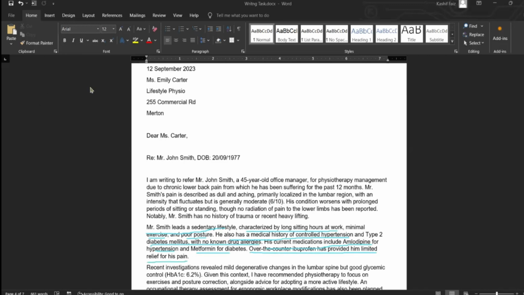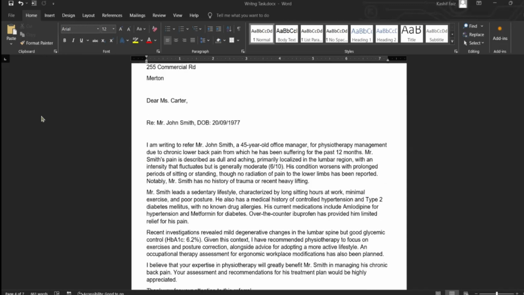Okay, now that I've mentioned his past medical history and his lifestyle, now, we have done some investigations, we have performed X-rays as well. In the third paragraph, I will explain that recent investigations revealed mild degenerative changes in the lumbar spine, but good glycemic control. Given this context, I have recommended physiotherapy to focus on exercises and posture correction alongside advice for adopting a more active lifestyle, and an occupational therapy assessment for ergonomic workplace modification is also being planned.